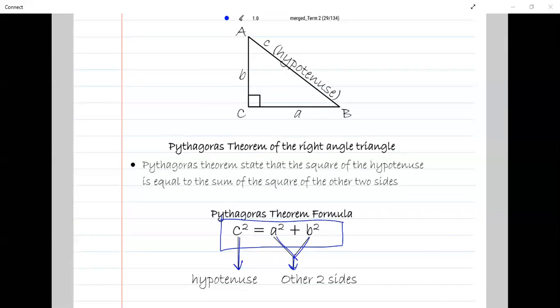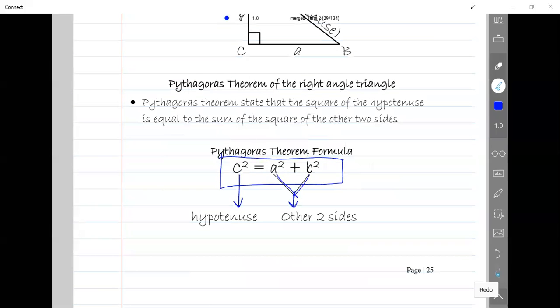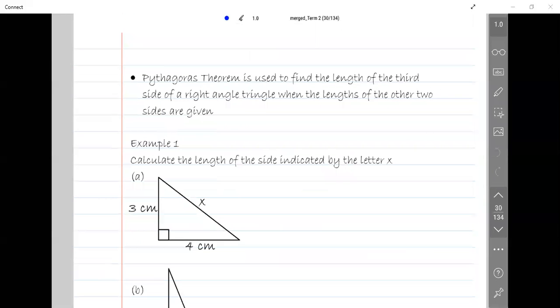Let's turn the page. Let me see if there's anything more down here. No. Pythagoras theorem, ladies and gentlemen, has a single purpose. There's only one reason for it. Pythagoras theorem is used to find the length of the third side of a right angle triangle when the lengths of the other two sides are given. In other words, if you know the length of two sides of a right angle triangle and you wish to find the length of the third side, you must use Pythagoras theorem.